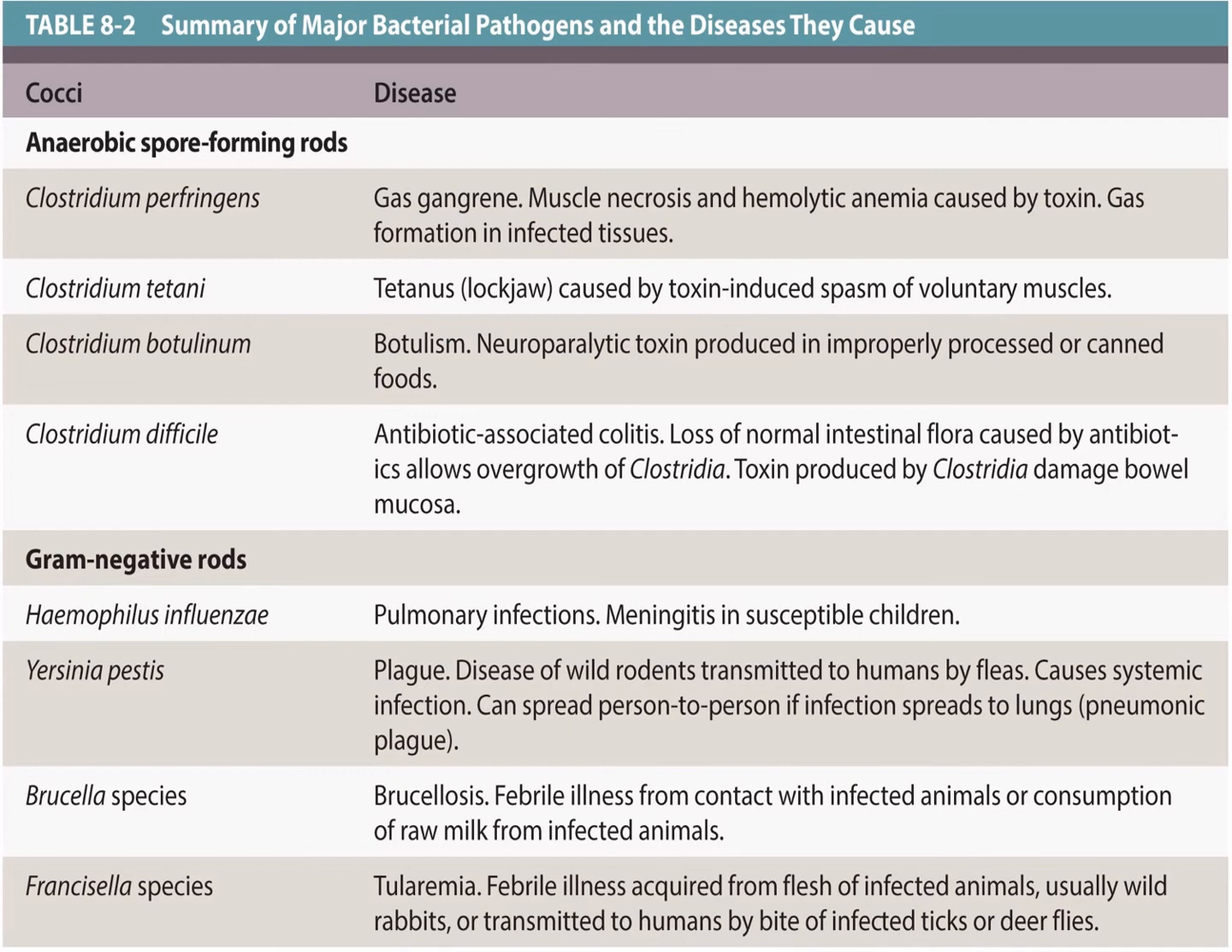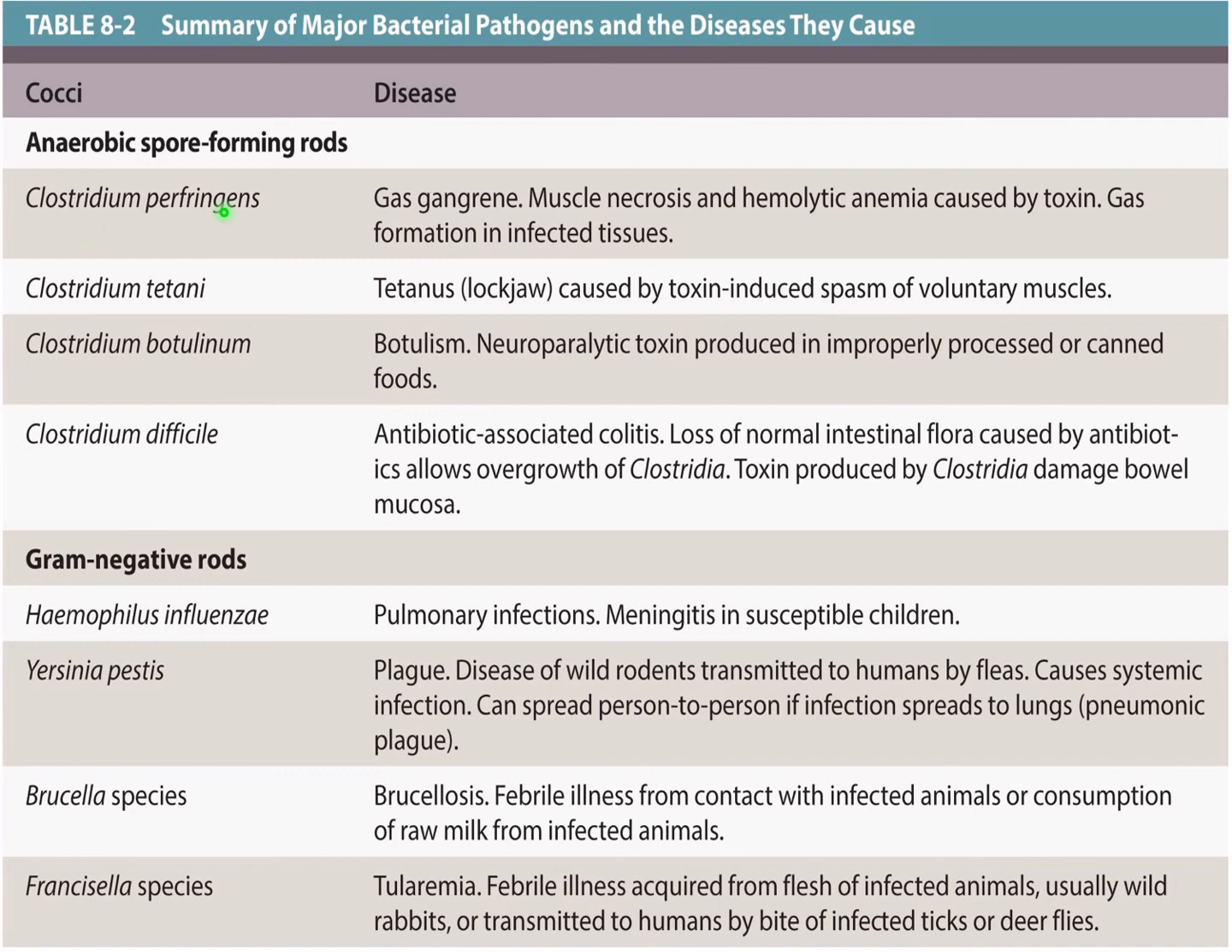Now, there is an error on this chart. These are not cocci, these are actually bacilli. And these are the anaerobic spore-forming rods. And this is the Clostridial group. There are four major Clostridium species that cause disease in humans and animals.